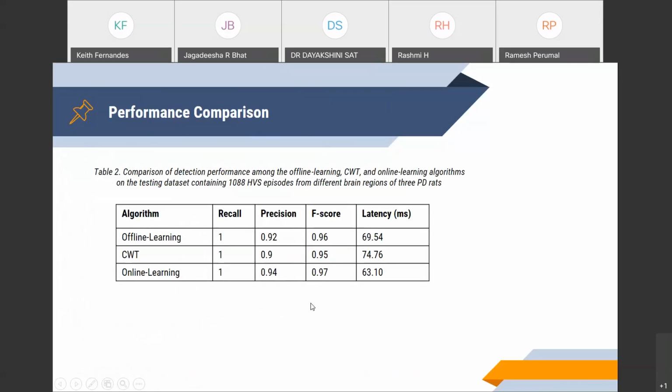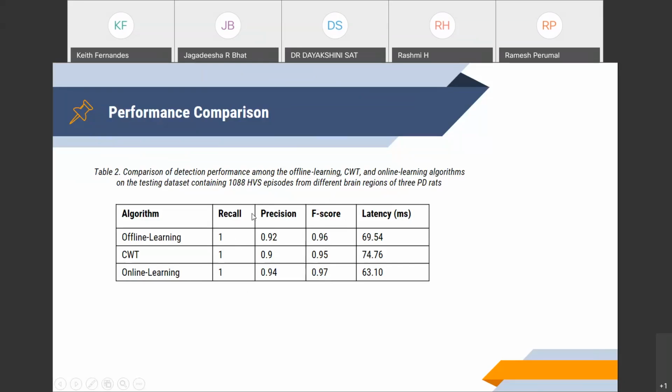When we propose any algorithm, we need to evaluate it on a huge or sufficient data set. So here I'm showing you the performance of the different algorithms on 1088 HVS episodes recorded from different brain regions of 3 Parkinsonian rats. You see the performance in terms of recall, precision, and F score. These 3 metrics are relevant to the detection performance of the algorithm. The performance has to be higher; these metrics have to be higher.